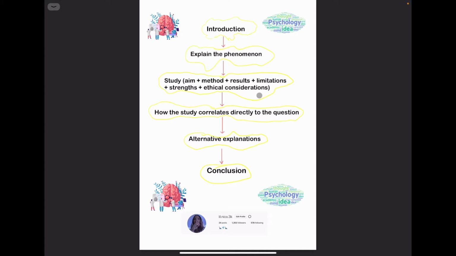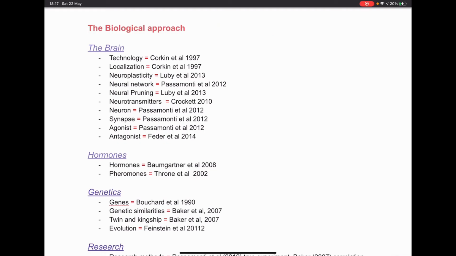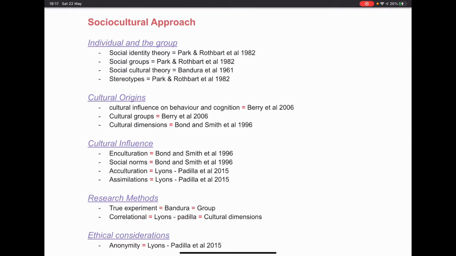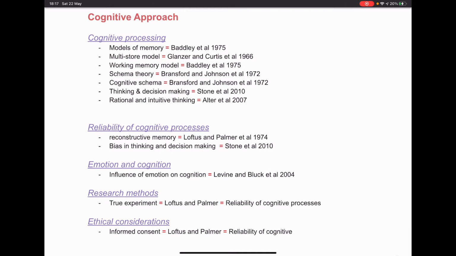After this, we should correlate the study to the initial questions if we have not already done so. Then we will provide an alternative explanation, which is just another perspective or another approach on the initial question. With this should go another study as long as it is a long answer question, and then we should have a conclusion. Here we have the 3 approaches: the biological approach, the sociocultural approach, and the cognitive approach.